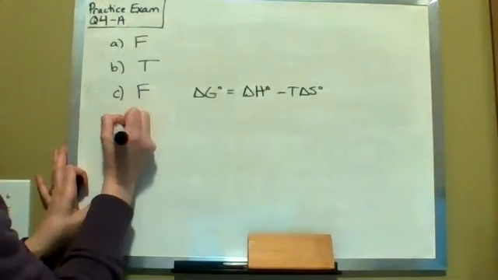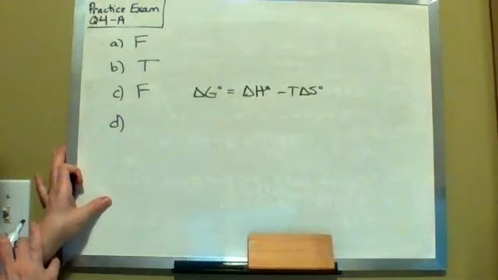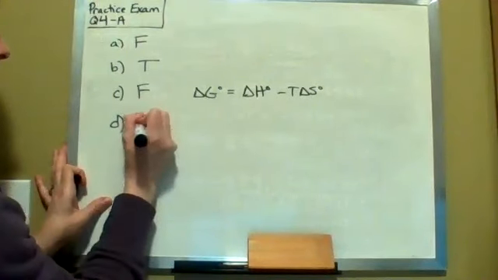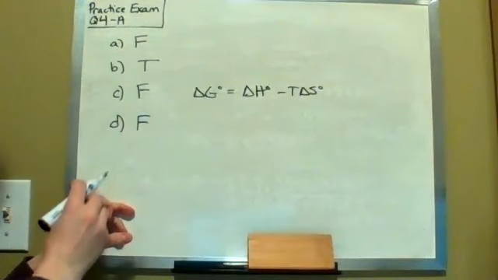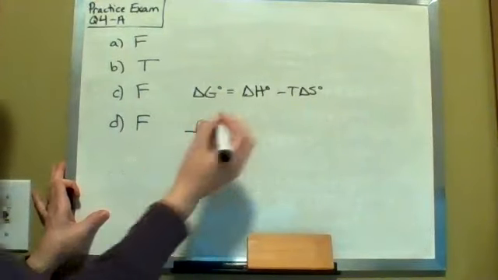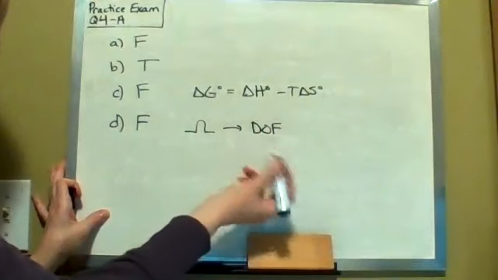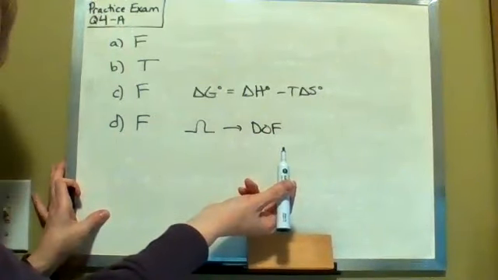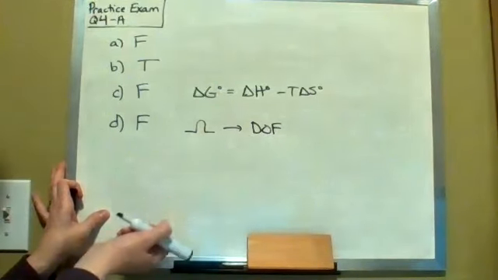So that is false. D, if a process increases the freedom of motion of the particles of a system, the entropy of the system decreases. This is also false. So remember, entropy has to do with the number of microstates available to a system. And the number of microstates has to do with those degrees of freedom. So if you increase the motion, you're pretty much increasing the degrees of freedom that are available to that system, thereby increasing the number of microstates that you have, and thereby increasing your entropy.